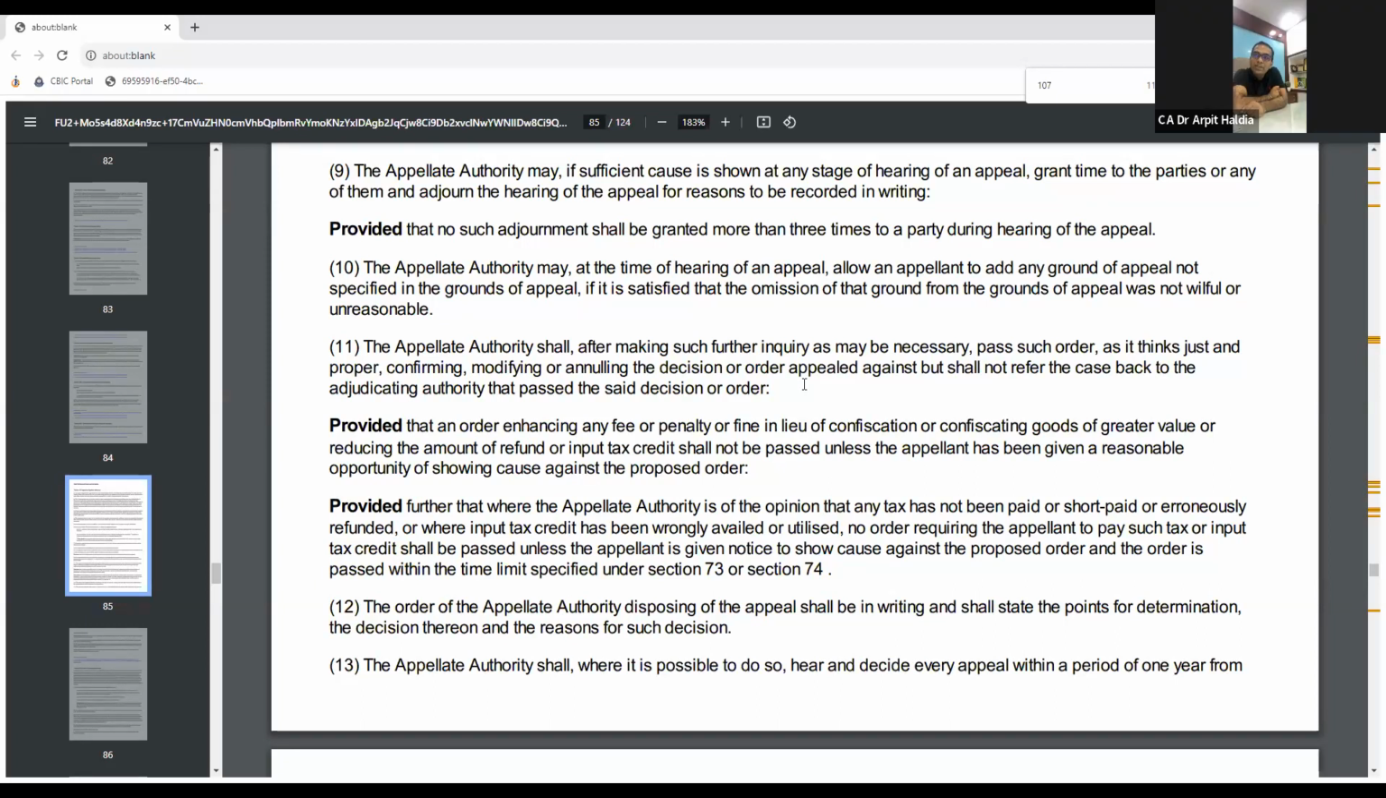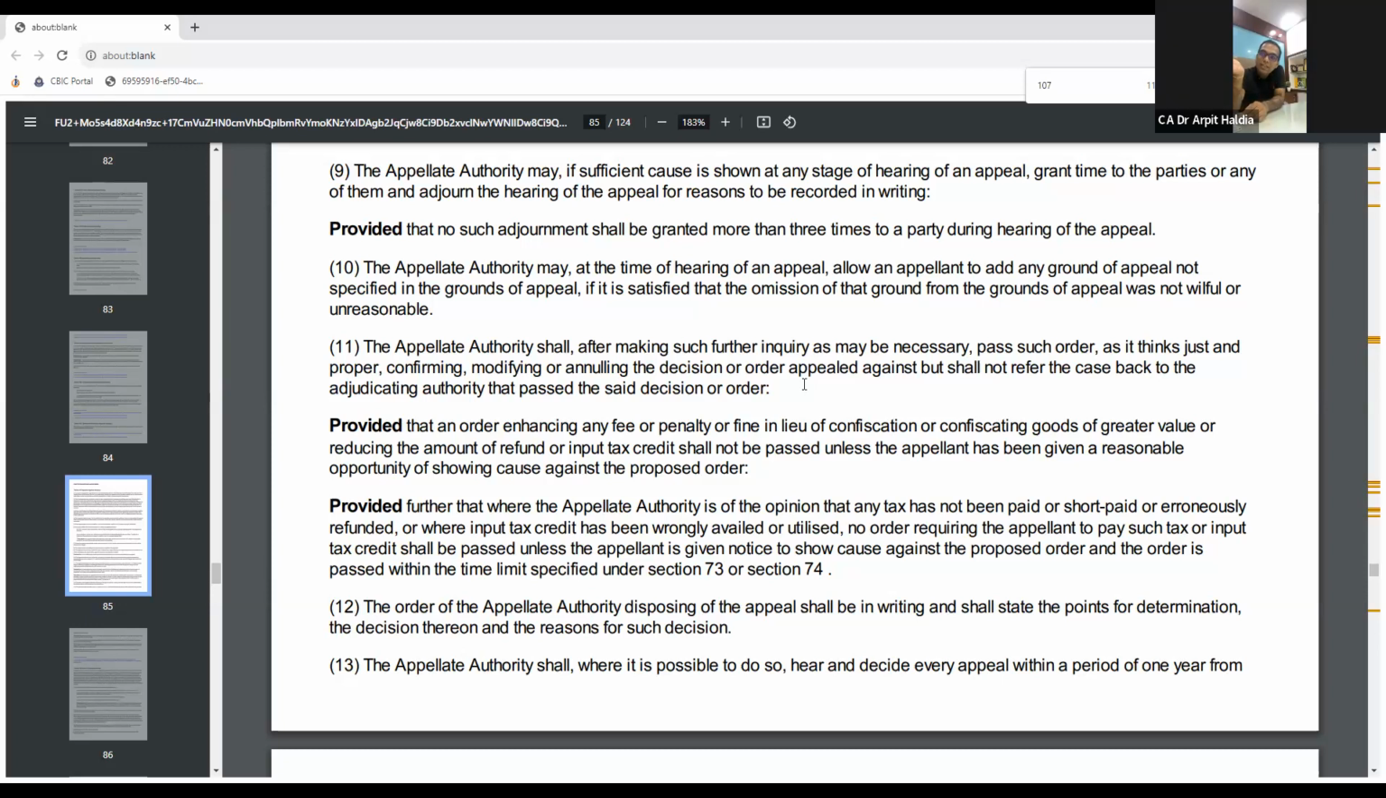See, it is only the time limit for passing of the order. It is not the time limit for issuance of the notice. In sections 73-74, there is a separate provision mandating the time limit. So there is no time limit for issuance of the show cause notice. So the appellate authority can issue a show cause notice even beyond the period of limitation specified in 73-74, but the order has to come within the period of limitation.